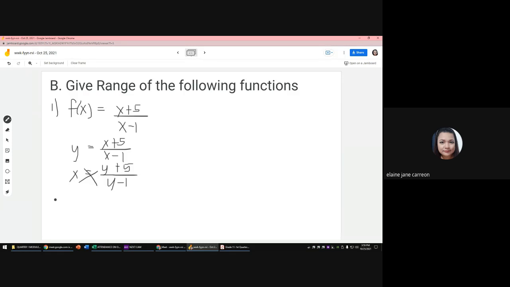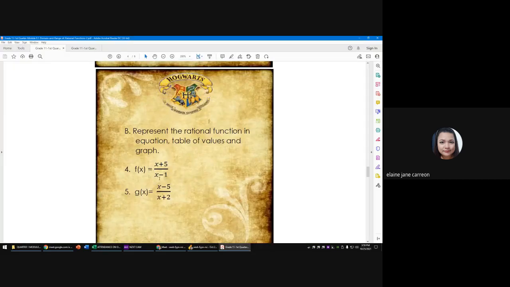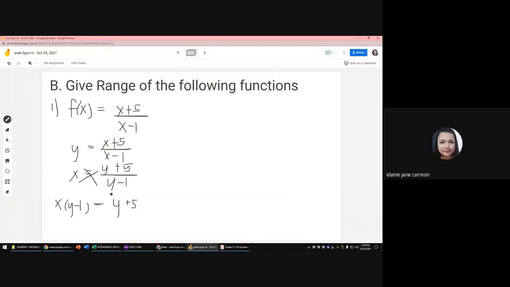Okay, cross multiply, we have x times y minus 1 equals y plus 5. Ma'am, negative 1 po yun, ma'am. Saan ba? Y minus 1. Bakit? Mali ba? Check ko. O, tama naman. Yes, negative 1 siya, y minus 1. Sige, sulat natin na maayos para mas maintindihan.